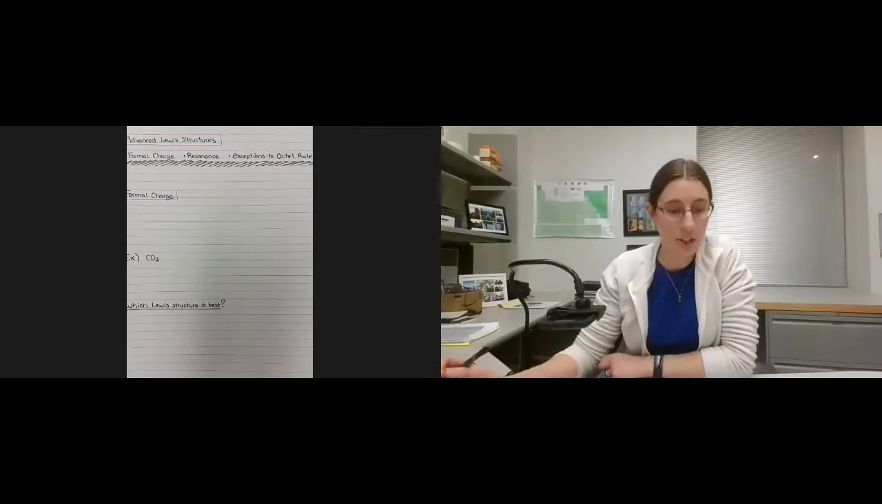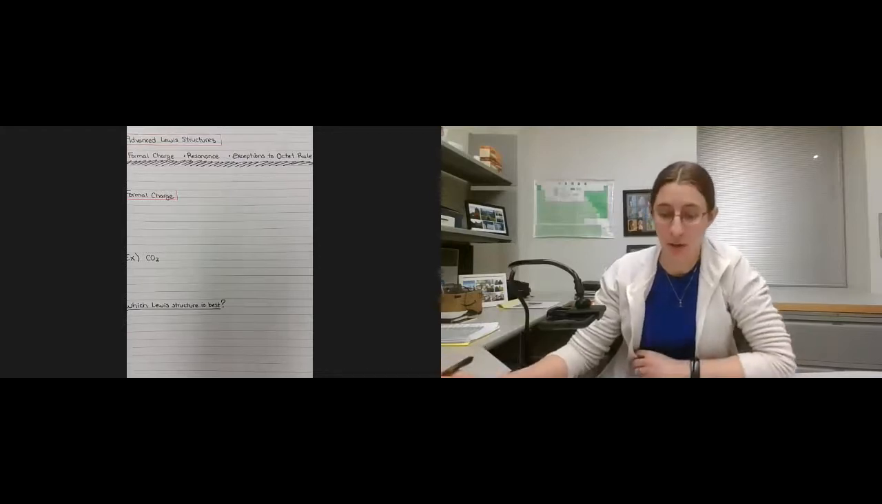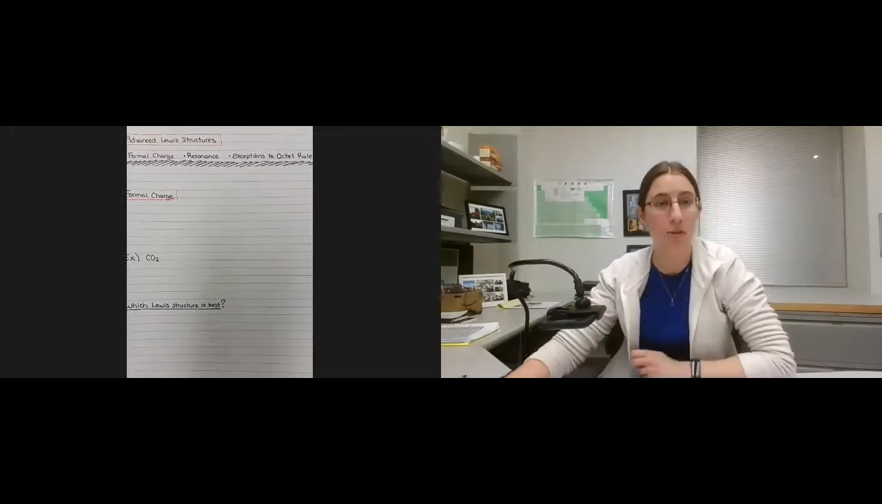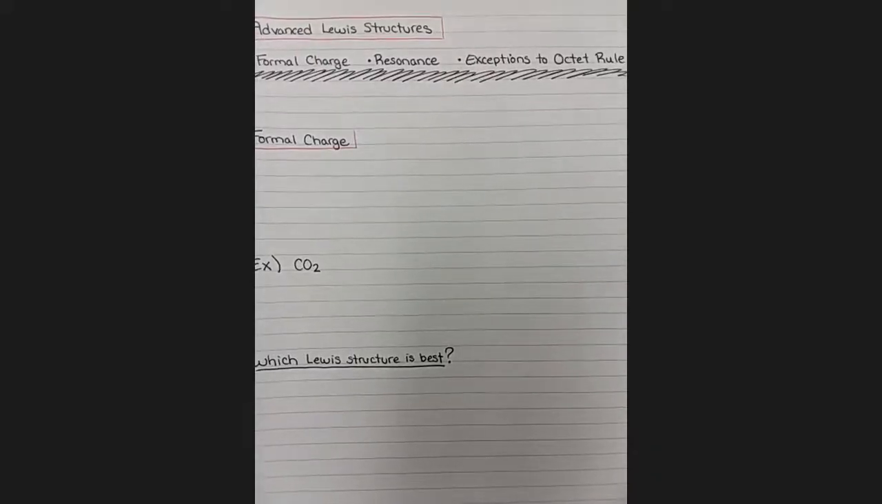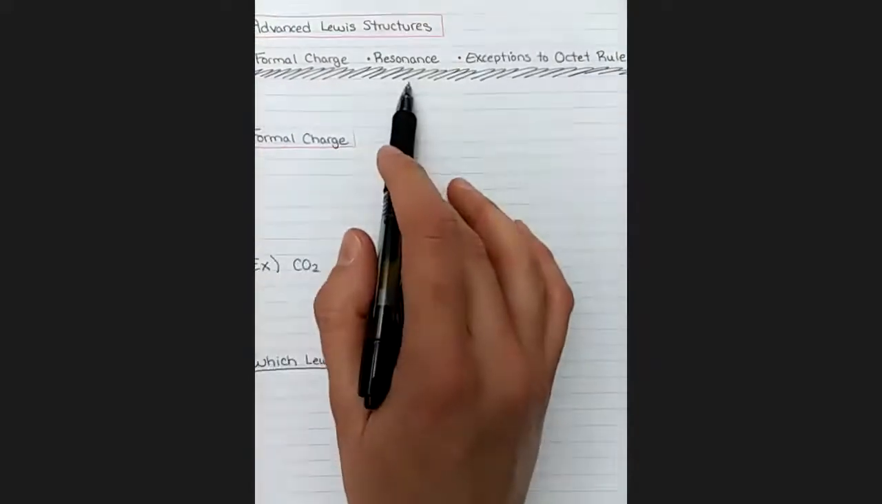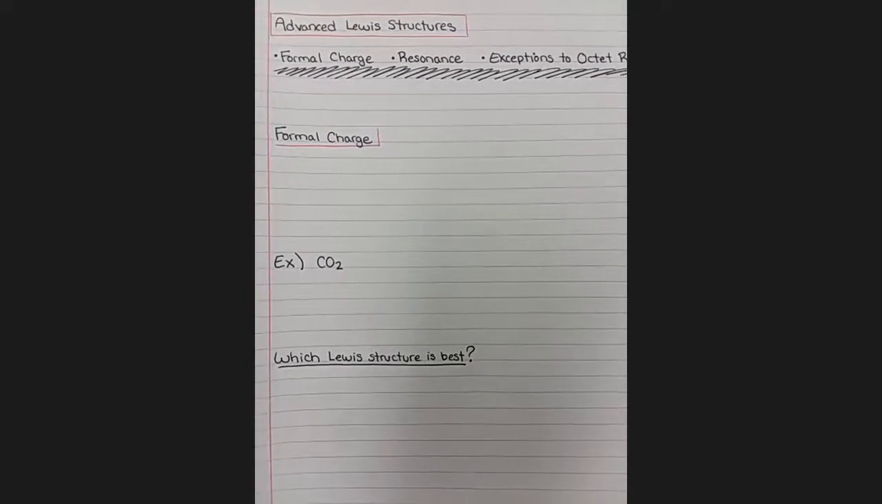This is the next video in a chapter on chemical bonding and molecular geometry. We are going to do more advanced Lewis structures now, where there's multiple structure options, so we need a few more tools to help us decide which structure is going to be the most stable. Those tools are going to be formal charge and resonance, and then we'll talk about exceptions to the octet rule.